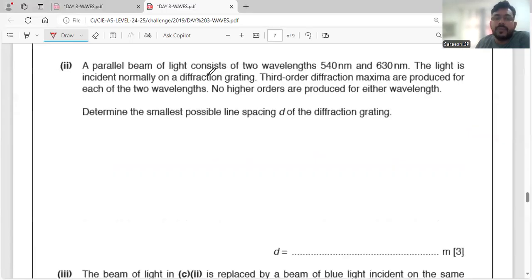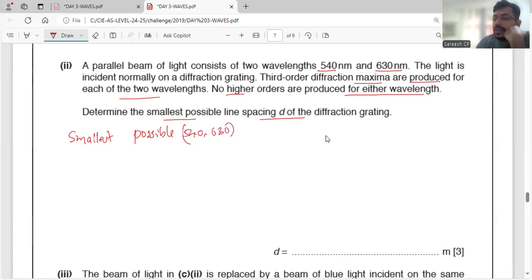A parallel beam of light consists of two wavelengths, 540 and 630 nanometer. The light is incident normally on a diffraction grating. The third order diffraction maxima are produced for each wavelength. No higher orders are produced for either wavelength. Determine the smallest possible spacing. Okay, we need to find the smallest possible one out of 540 and 630.